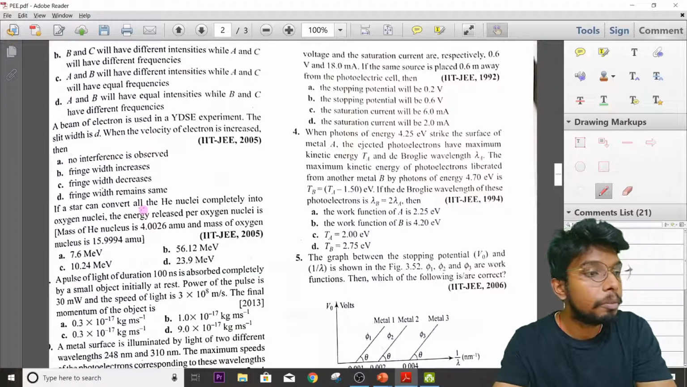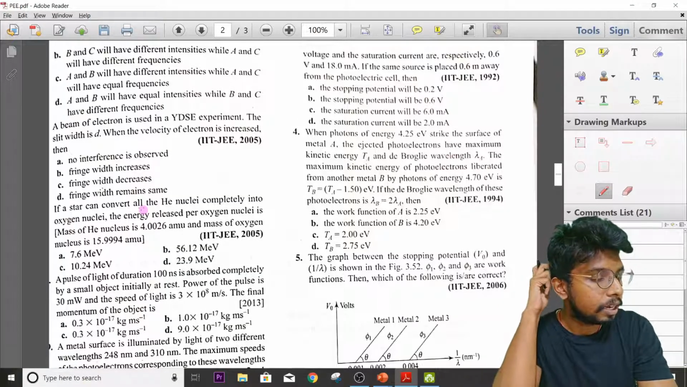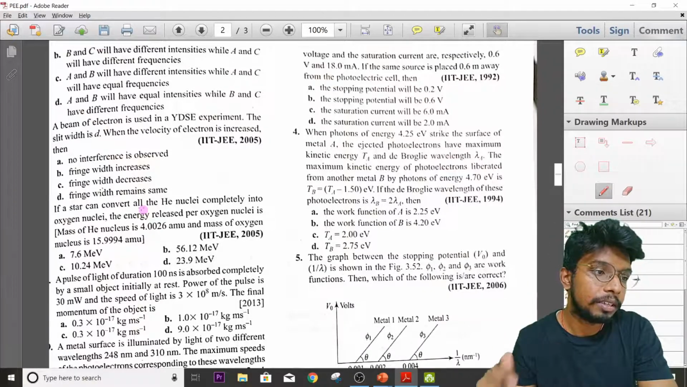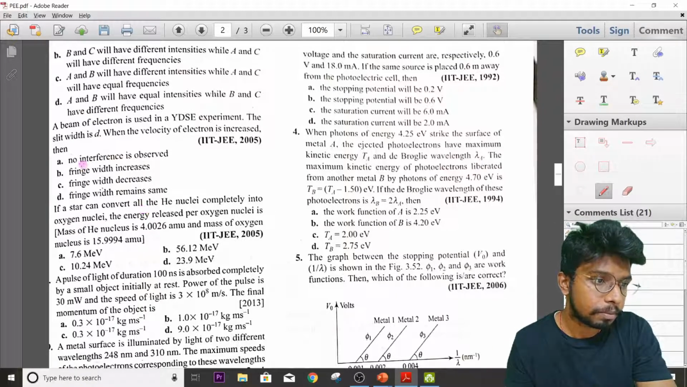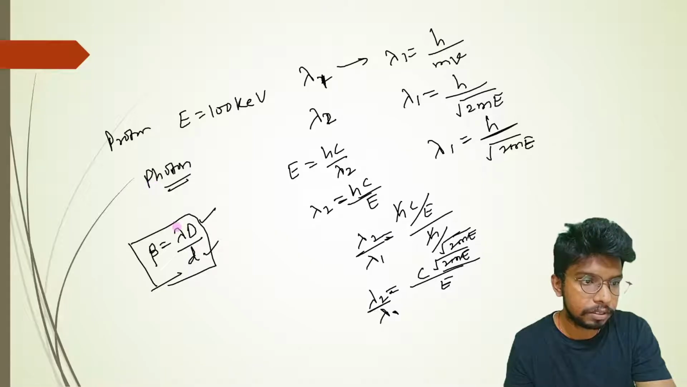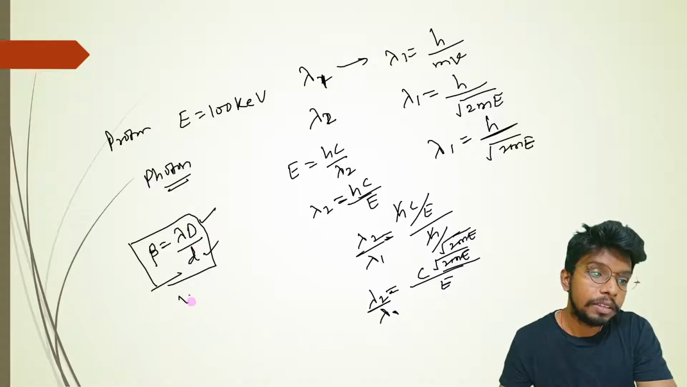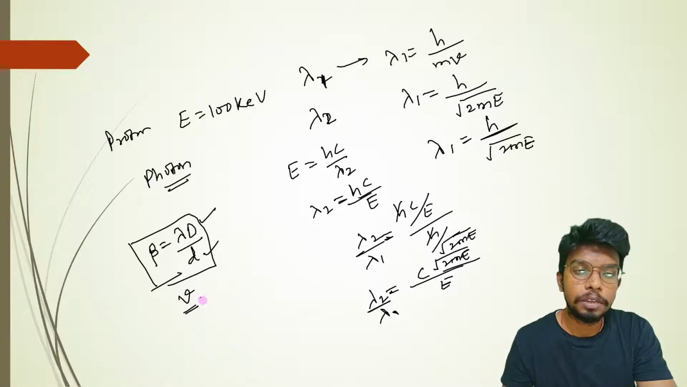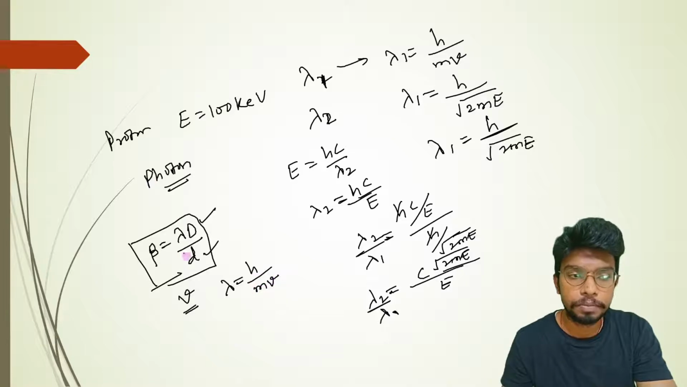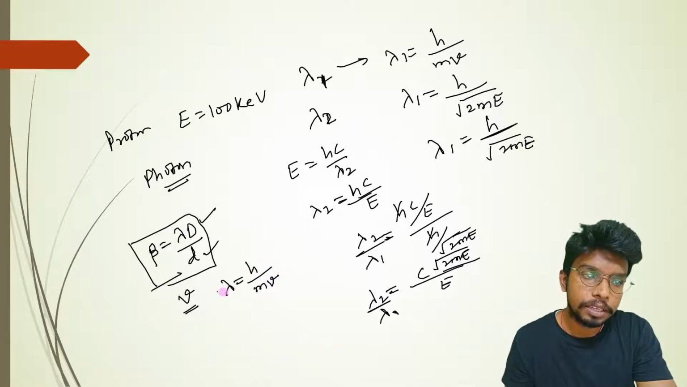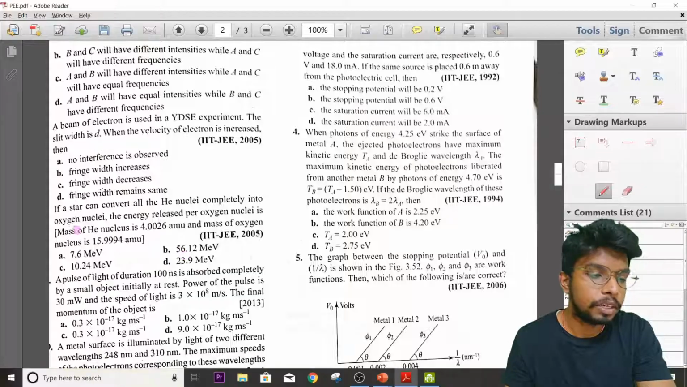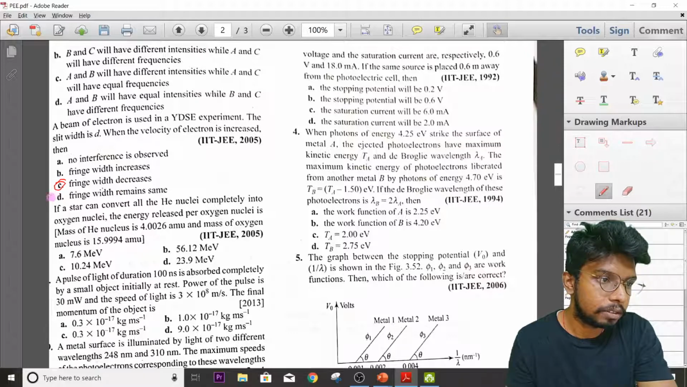A beam of electron is used in a YDSE experiment. The slit width is d. When the velocity of electron is increased, then what will happen? No interference is observed? No, that's not the case. Fringe width is given by this. If the velocity of the electron is increased, lambda is equals to h over mv. Here there is no expression of velocity, but as v will increase, lambda will reduce, and when lambda will reduce, correspondingly beta will reduce. So the fringe width should decrease. This should be the correct result.